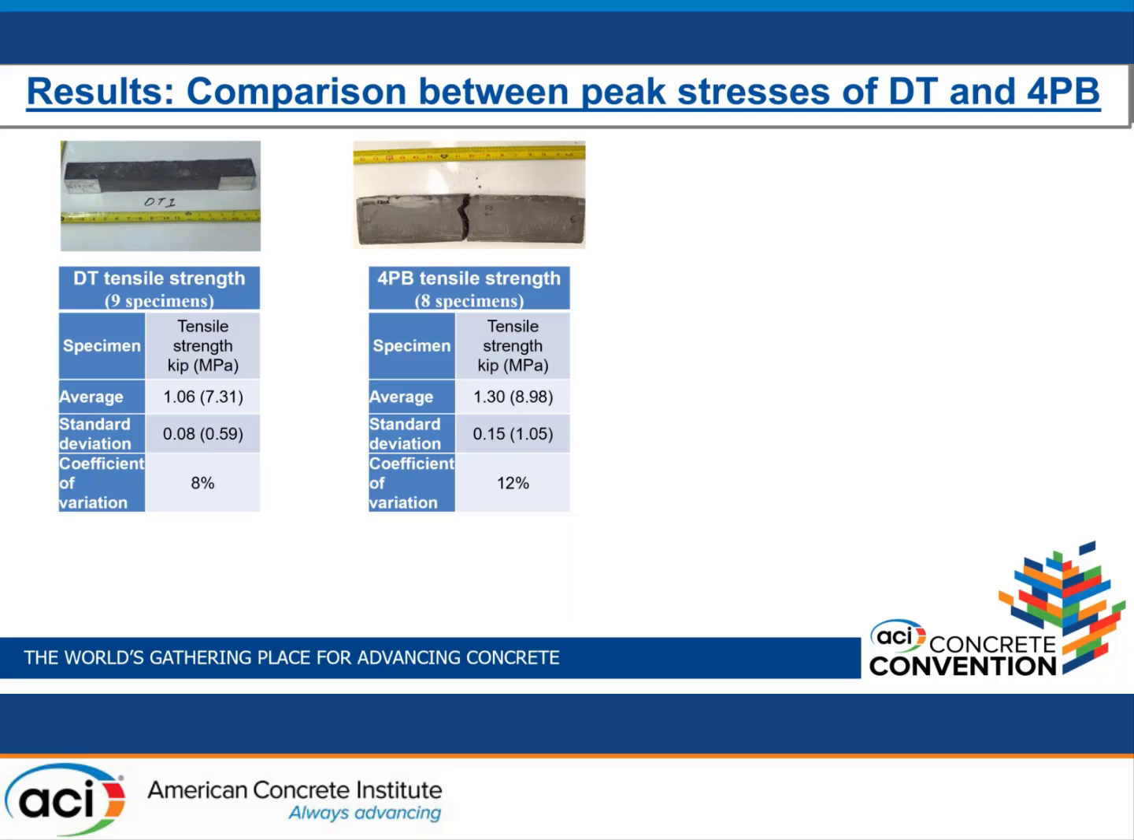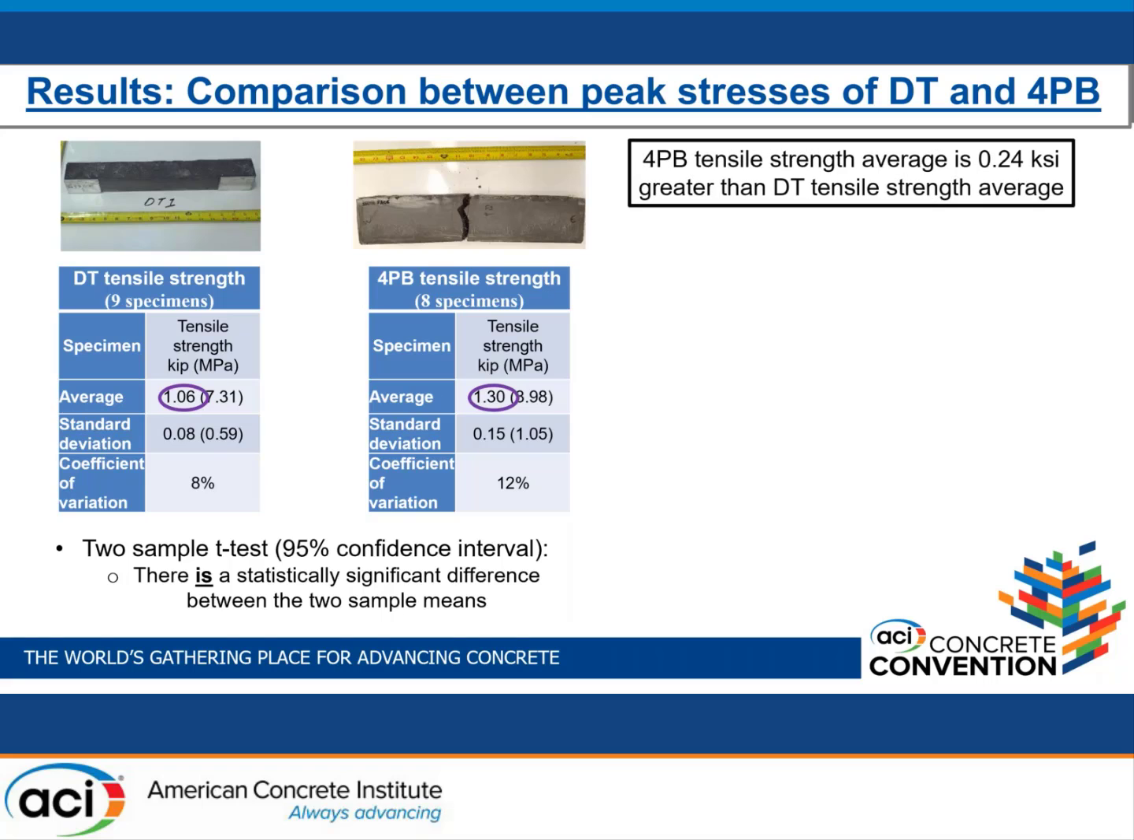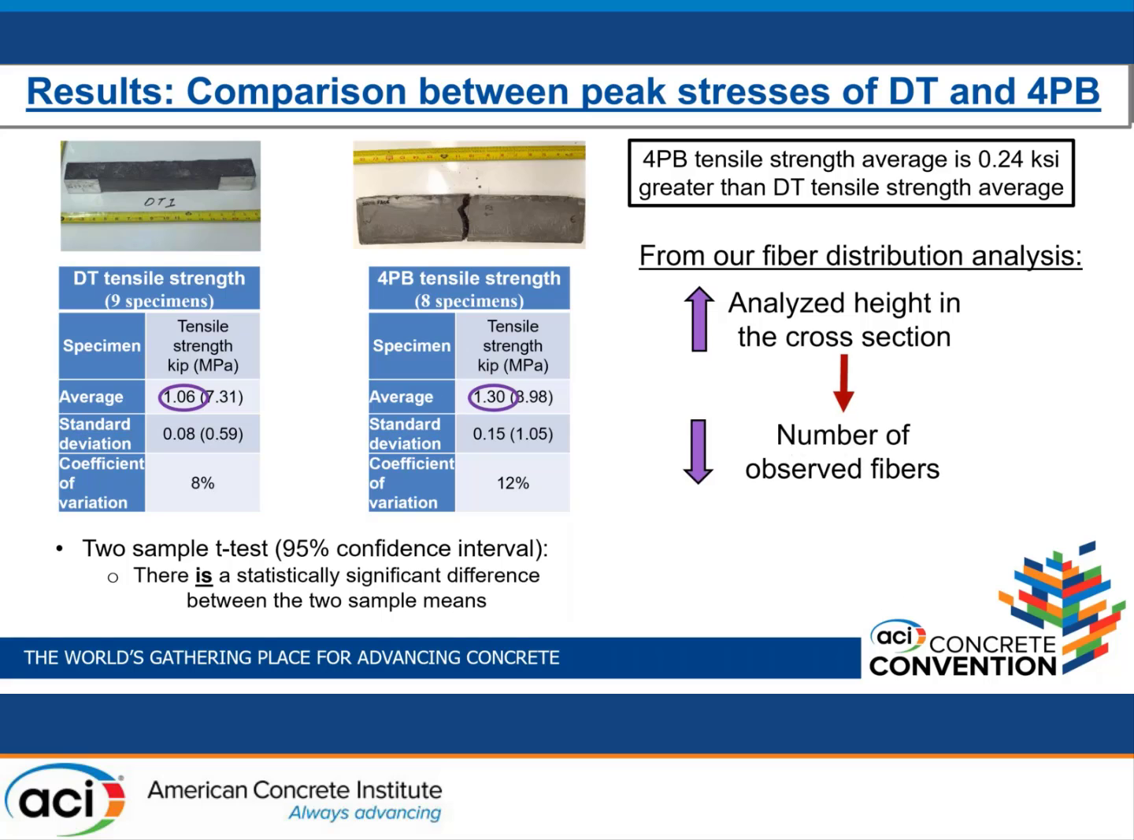After we obtained the tension curve for the 4-point bending specimens and the direct tension specimens, we did the same thing, a t-test, comparing the averages and the standard deviation of each test method. And we saw that there is a statistically significant difference between the two sample means. We were curious to understand why that was happening. One of the conclusions we reached after our fiber distribution analysis is that as we go up in the analyzed cross-section of the specimen, the number of fibers was decreasing, which leads us to a higher calculated bending moment.